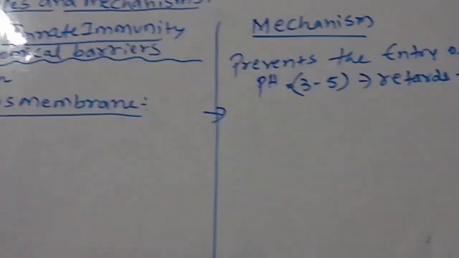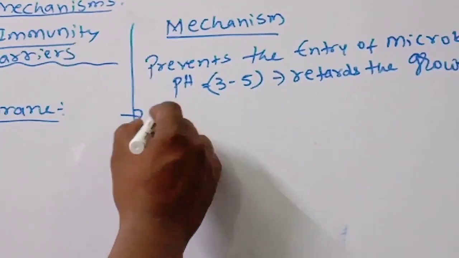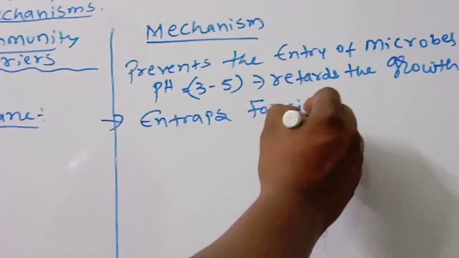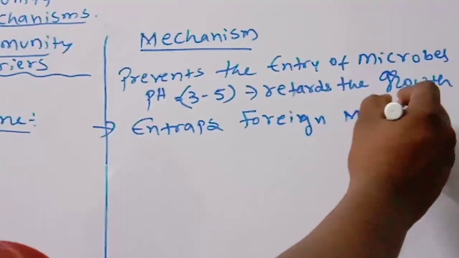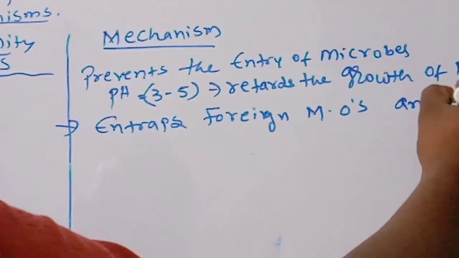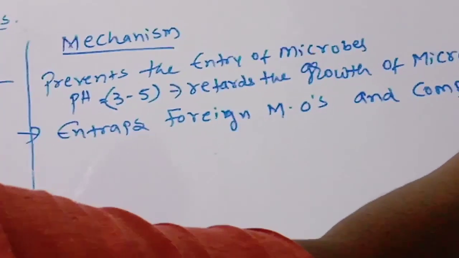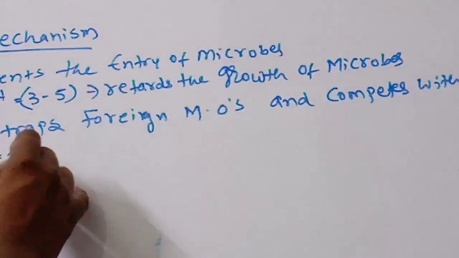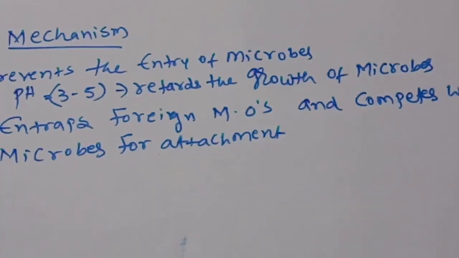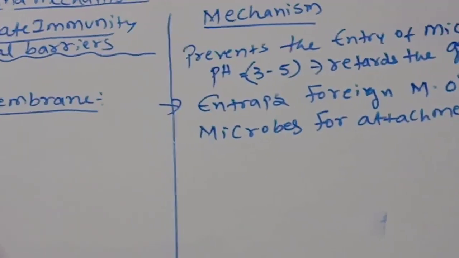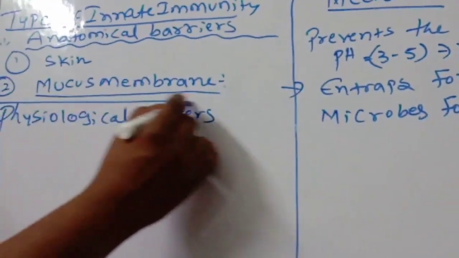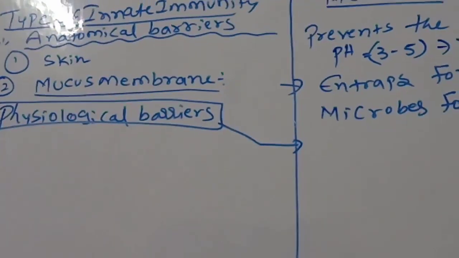Here what will it do? Mucous membrane traps the foreign microorganisms and competes with microbes for attachment. Okay children, this is important. Next we are going to discuss another important barrier: physiological barriers. This one is also important.